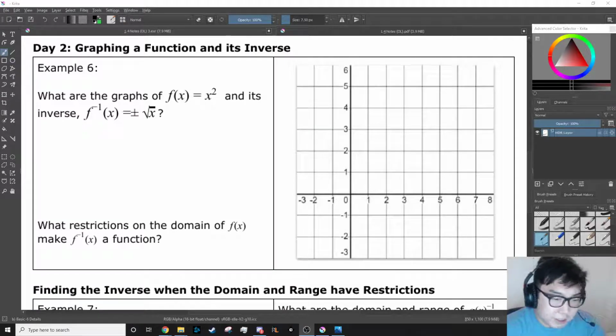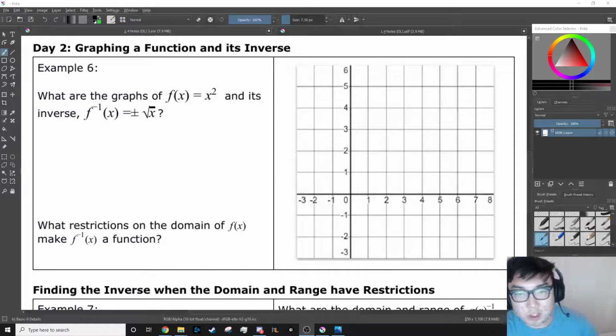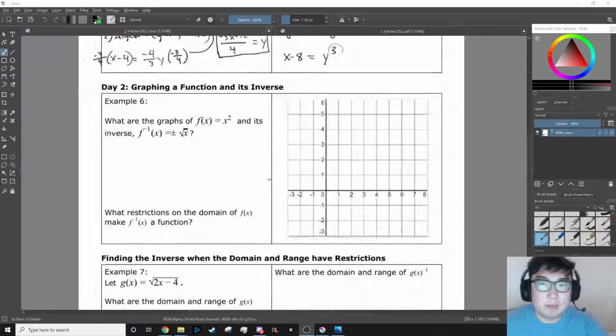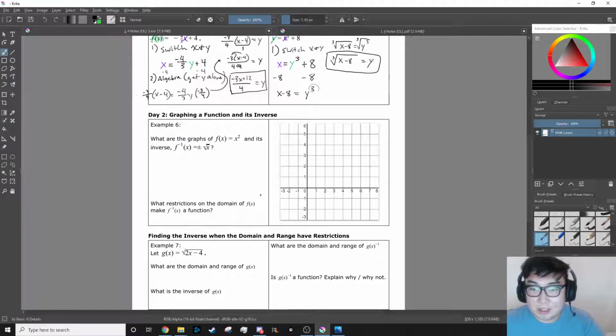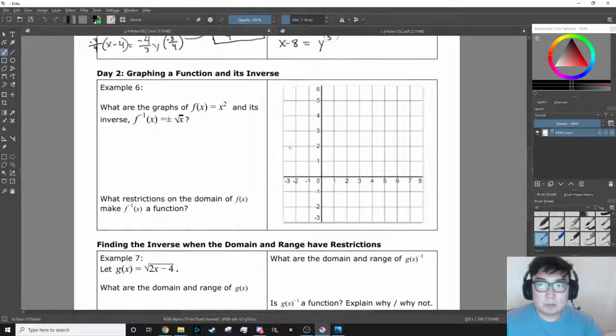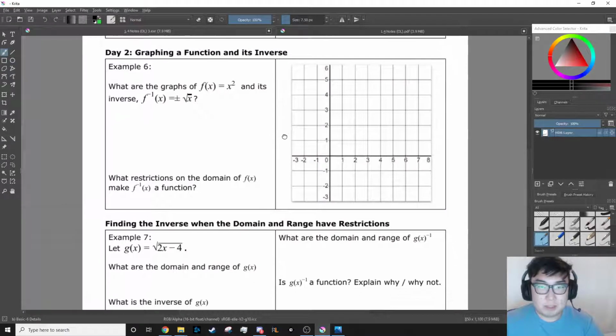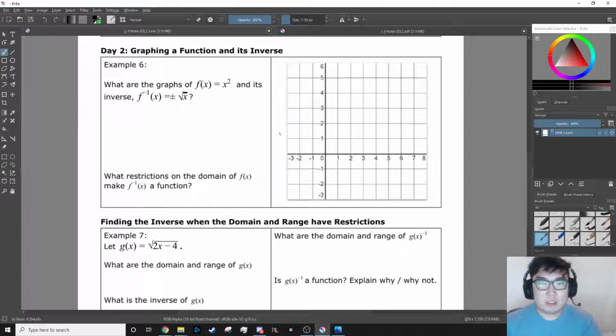Alright, welcome back guys, and today we're going to be going over 1.4 part 2. Last time we left off, we learned how to find the equation of an inverse. So today we're going to be learning about how to graph a function and its inverse, how the domain and range get affected, and how to do function composition to check if they are inverses.